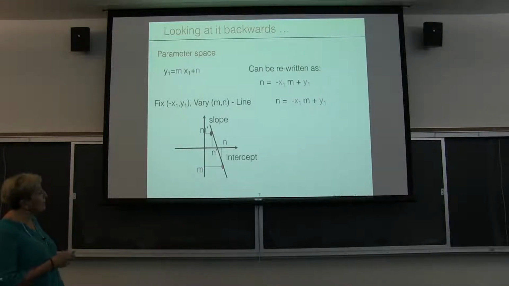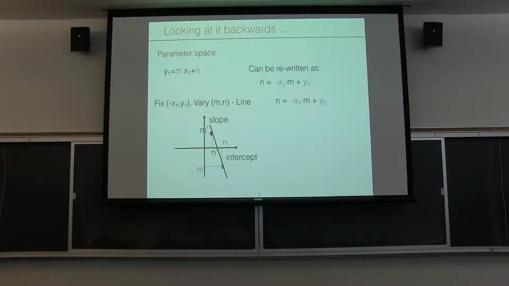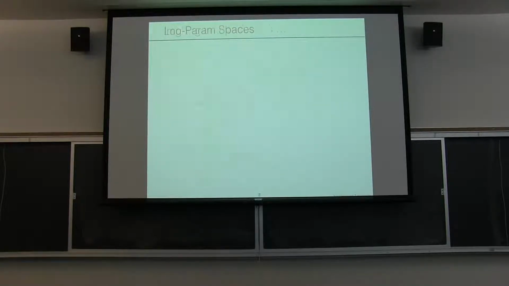So now I have, and this is also the equation of a line. So now I have a line, and every point on this line corresponds to a pair of slope and intercept that will correspond to a line passing through the point (x1, y1) in the image space. Okay? Questions? All right.